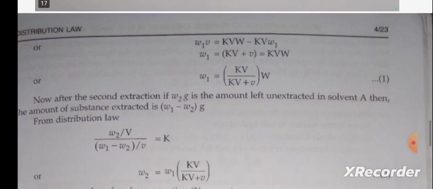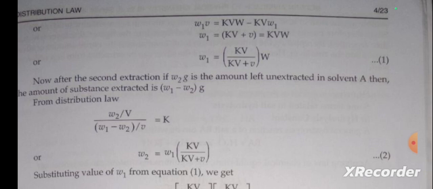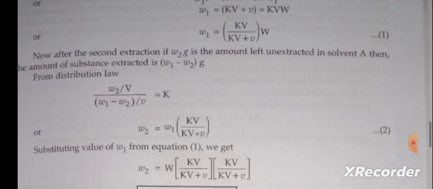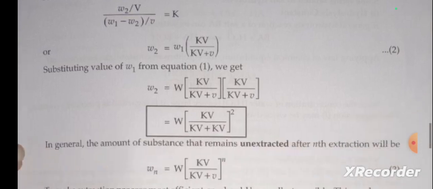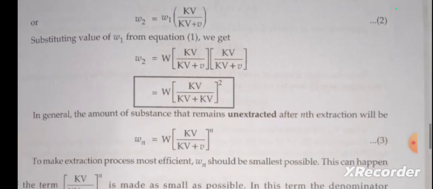Now after the second extraction, if W2 is the amount left unextracted in solvent A, then the amount of substance extracted is W1 minus W2. From the distribution law, W2 by V divided by (W1 minus W2) by V is equal to K. W2 is equal to W1 times KV by (KV plus V). Substituting the value of W1 from equation 1, we get W2 is equal to W times KV by (KV plus V) into KV by (KV plus V). W2 is equal to W times (KV by (KV plus V)) squared.